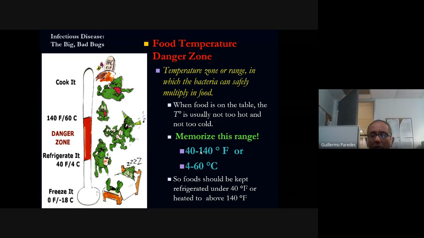I will tell you something. How can you tell the temperature without the thermometer? When you put your finger in hot water, your finger can stand only 140 Fahrenheit degrees. More than that, you're still feeling the burning. So you put your finger in, it's very hot. Okay, take your finger out. That is approximately 140 degrees Fahrenheit, or 60 degrees Celsius. You okay with that? Got it.